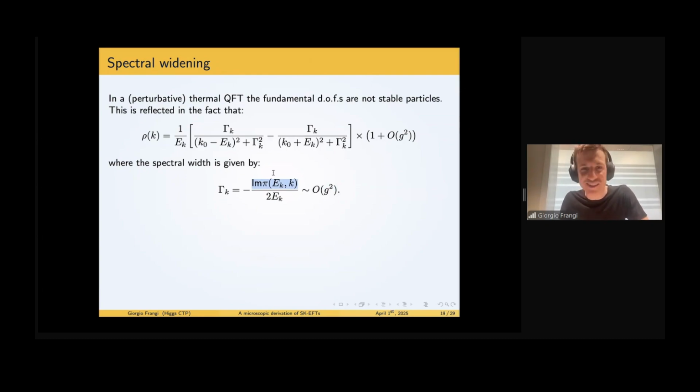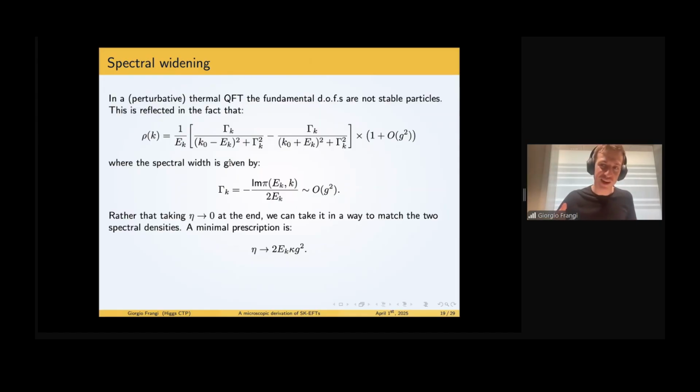It's quite interesting: this quantity is known to be 0 for zero temperature theories. However, in a thermal theory, it is not 0. So you have to deal with this. The very brutal way we had to deal with this singularity was to assume that we shouldn't trust the prescription used so far of taking eta to 0. That's fine for 2-point function calculations because you don't care what you do to the singularities, since they cancel each other. You should really take this eta in a way to match the two spectral densities.